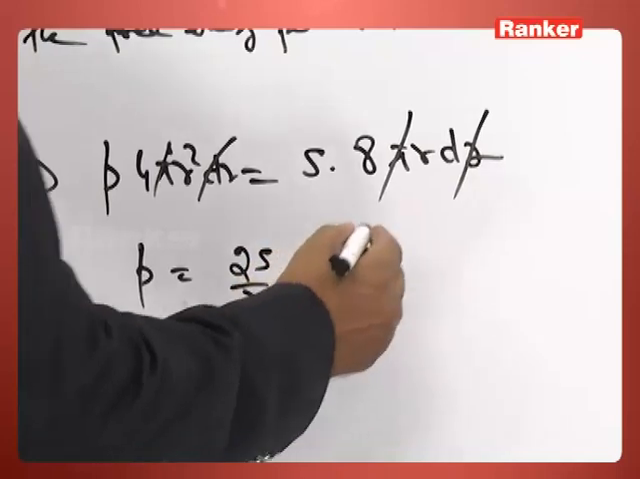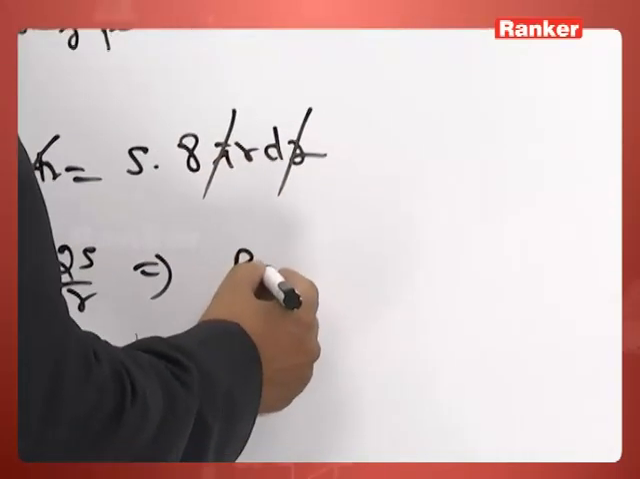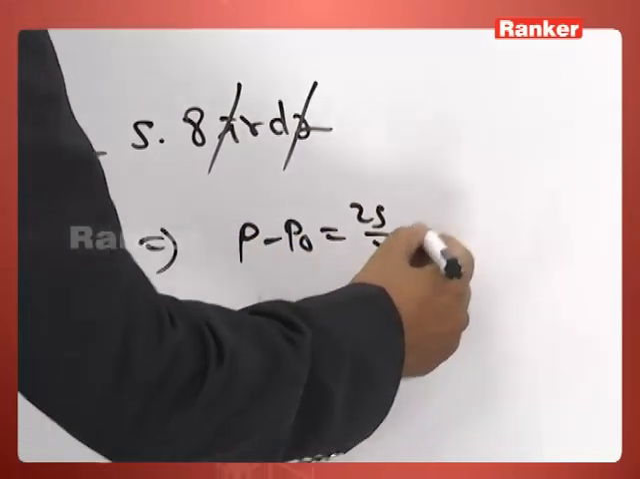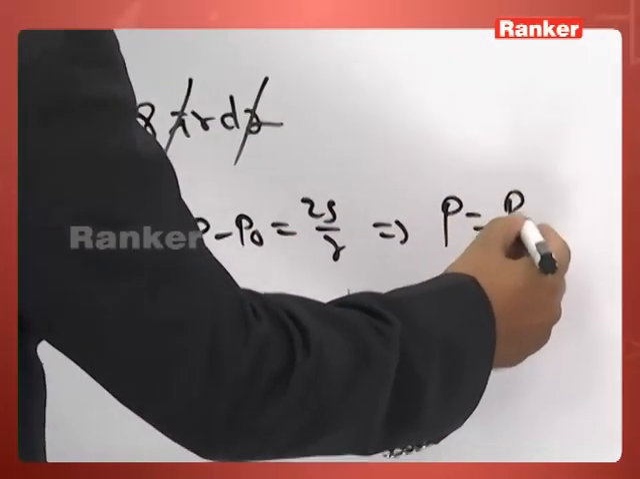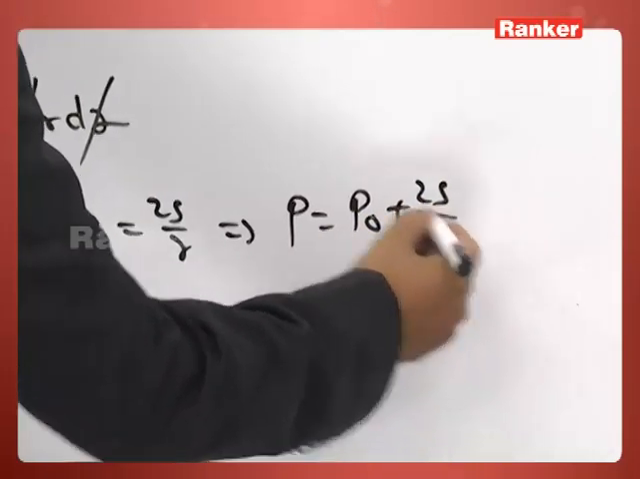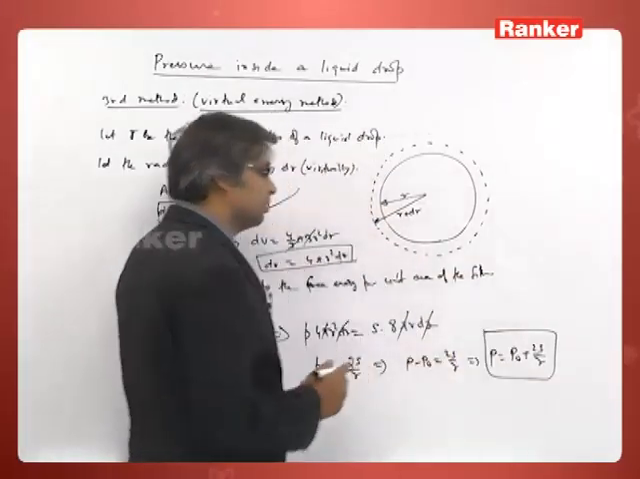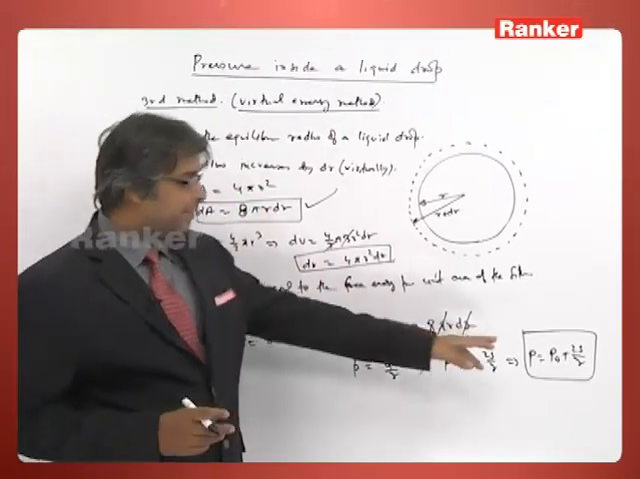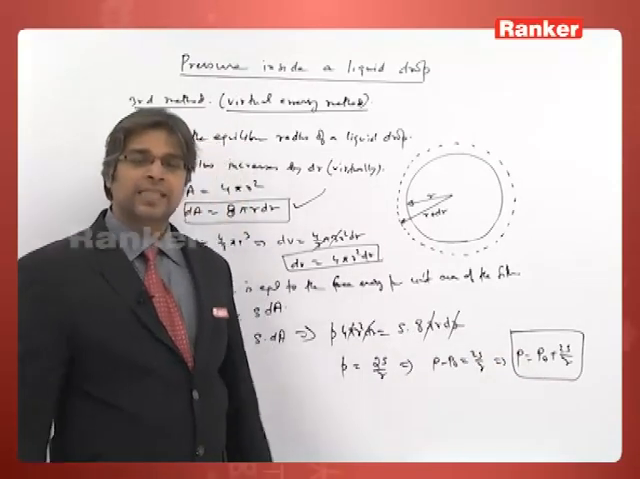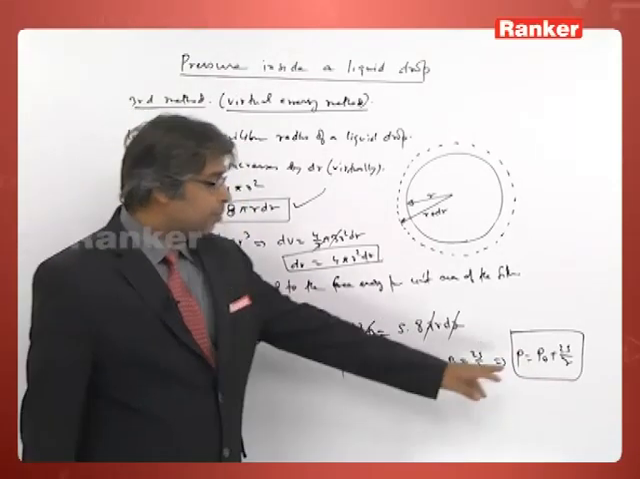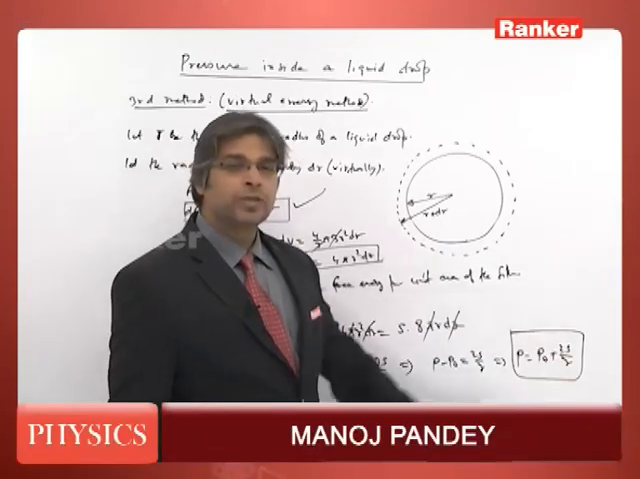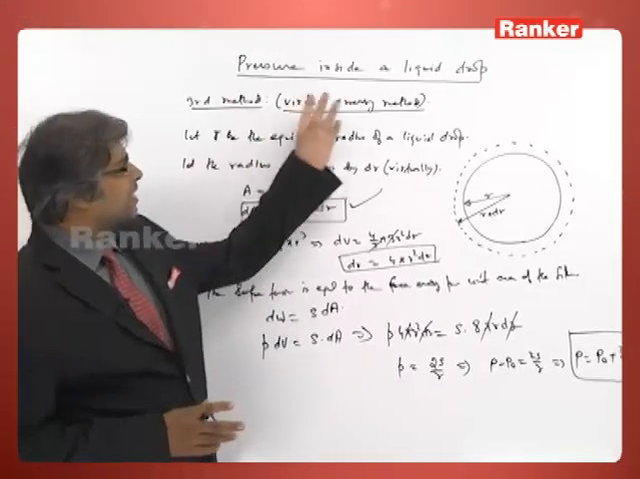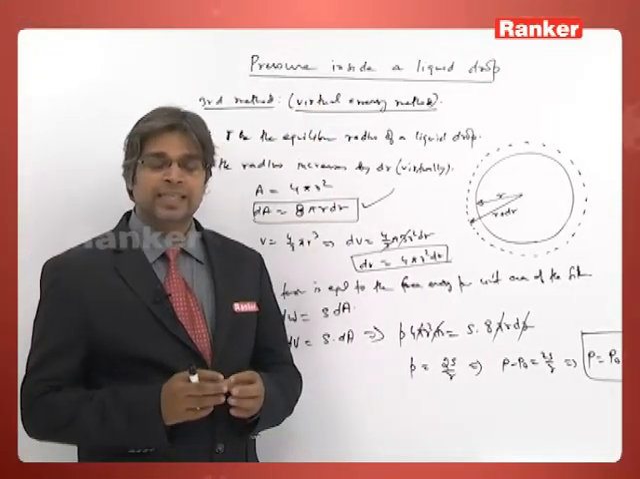Now, the excess pressure is P minus P naught, where P naught is the outside pressure, so P minus P naught is equal to 2S by R. So, P inside is P naught plus 2S by R. Thus we have seen by three different techniques that we arrive at the same result, that the pressure inside a liquid drop is more than the outside pressure by 2S by R. Now, let us see the pressure inside a bubble.